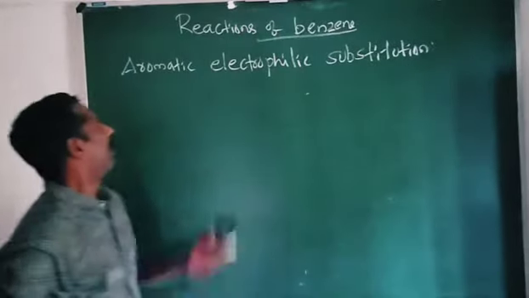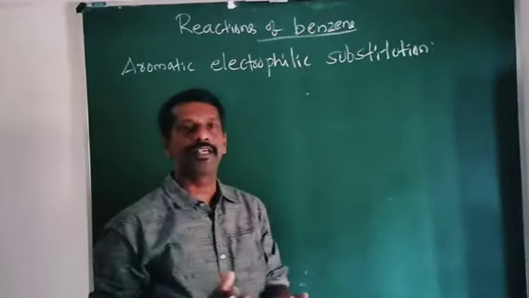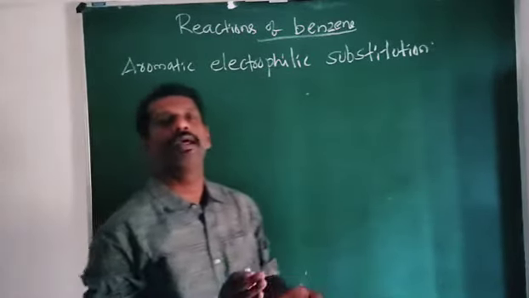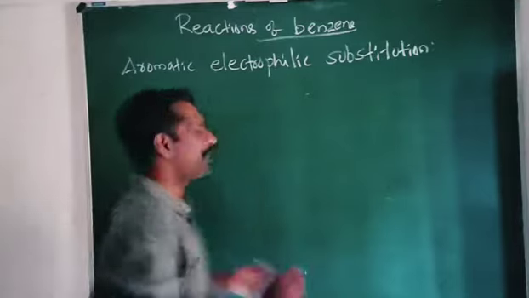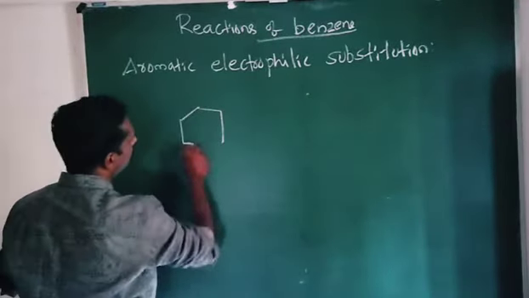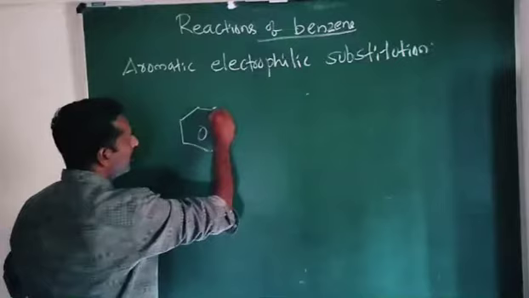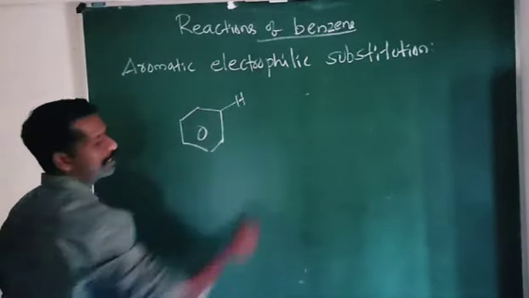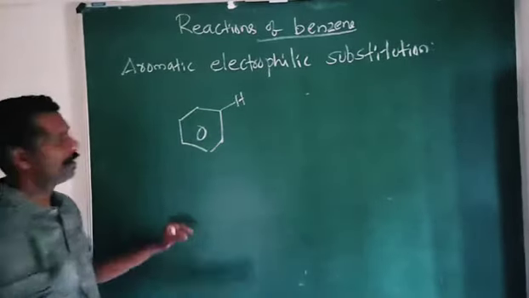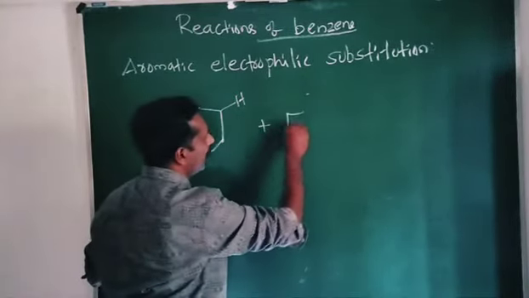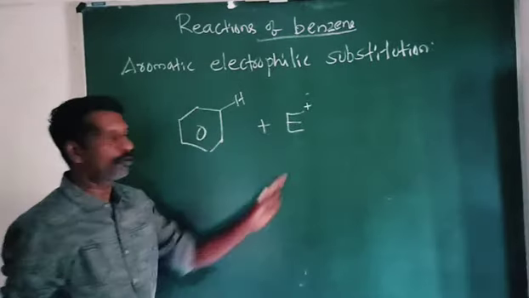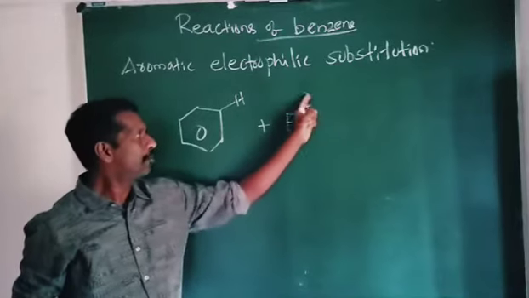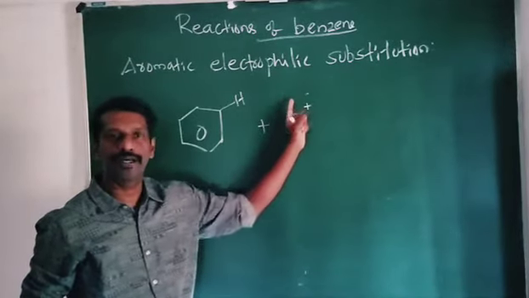Reactions of benzene. Usually benzene is giving what type of reaction? Aromatic electrophilic substitution reaction. What do you mean by aromatic electrophilic substitution reaction? Look at here, benzene. You can see that in all the carbon atoms there is a hydrogen atom. I can take this hydrogen atom in the presence of an electrophile. What do you mean by electrophile? Positively charged species. These are known as electrophiles.